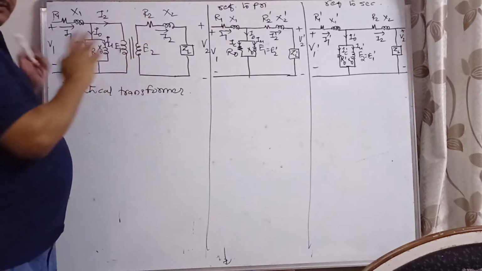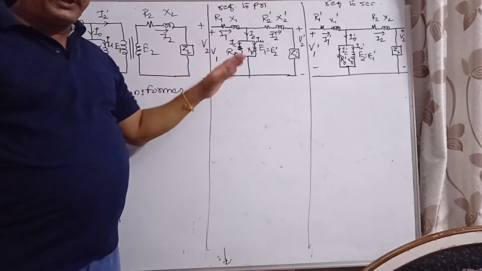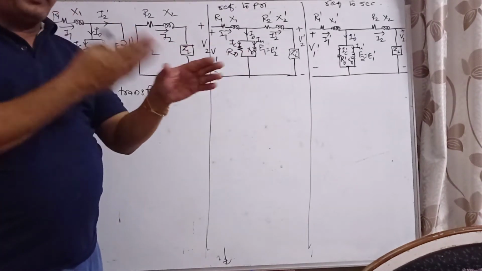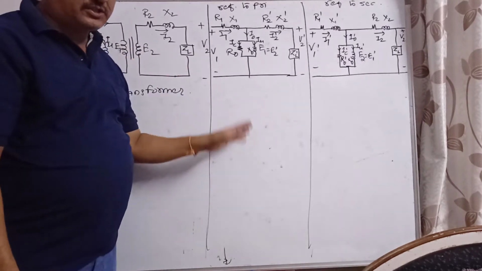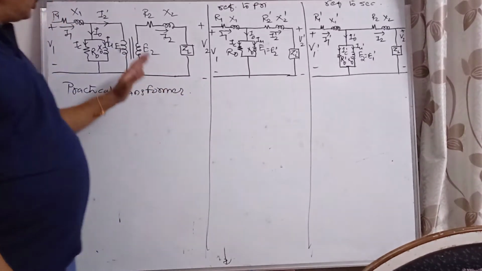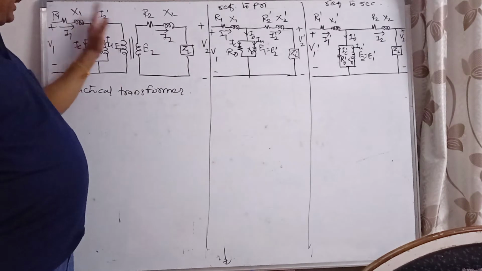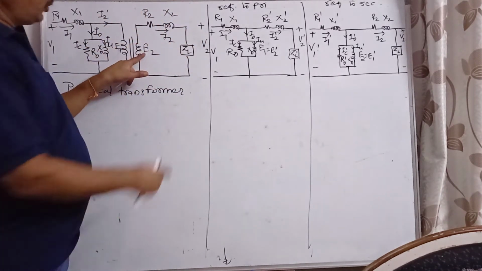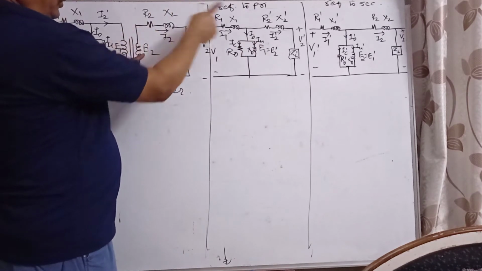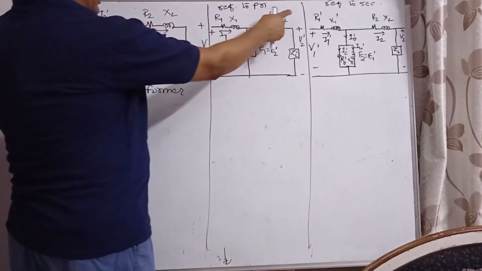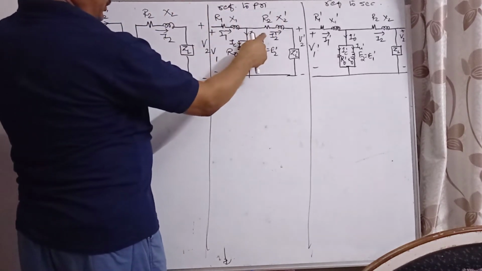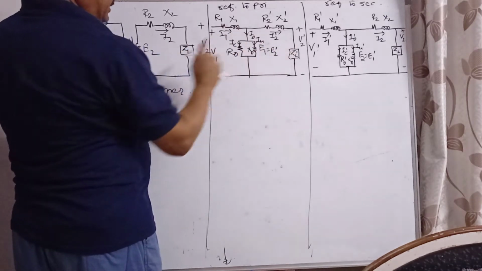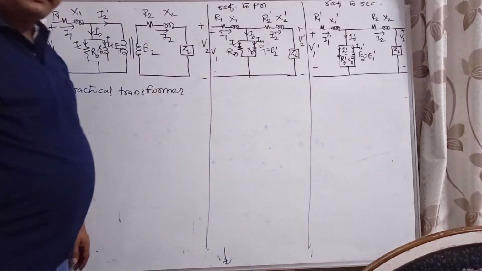All the parameters in the above article we have studied while transferring from secondary to primary, R2 dash and R1 dash. In just the above article I have explained. So I am transferring secondary to primary. So I have replaced notations of all the secondary: E2 is E2 dash, R2 is R2 dash, X2 is X2 dash, I2 is I2 dash, ZL is ZL dash and V2 is V2 dash.